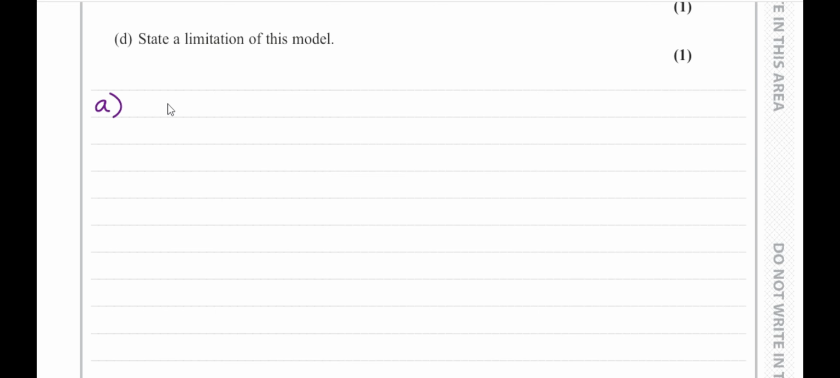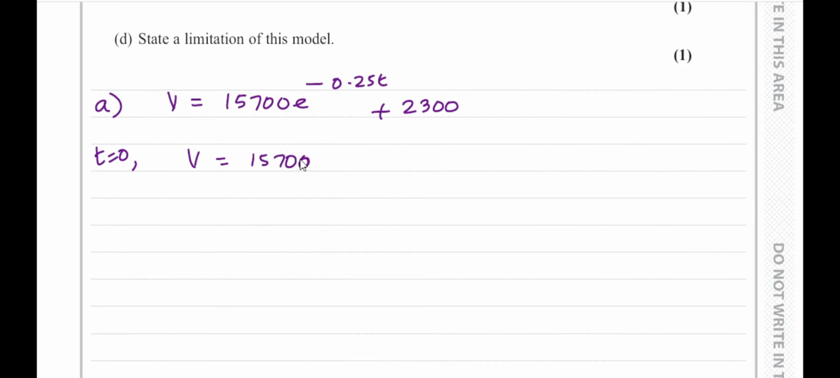Let's rewrite the equation first. V pounds is equal to 15,700 e to the power of minus 0.25 t plus 2,300. Let's write when t equal to 0, V will be equal to 15,700 e to the power of 0 plus 2,300, which will give 15,700 times 1, because anything to the power of 0 is 1, plus 2,300, which gives us pounds 18,000.